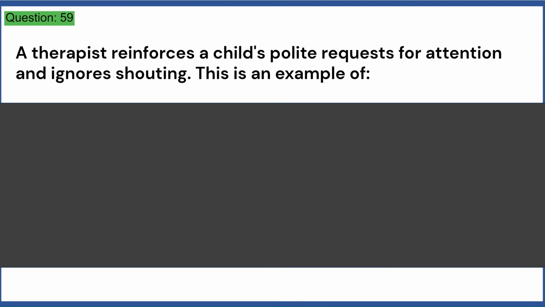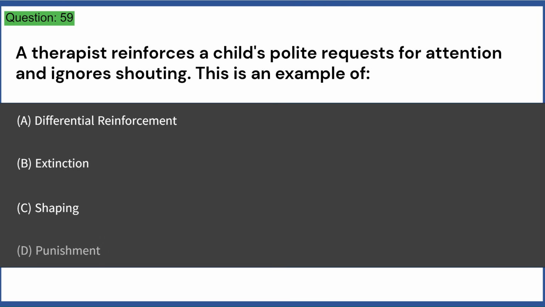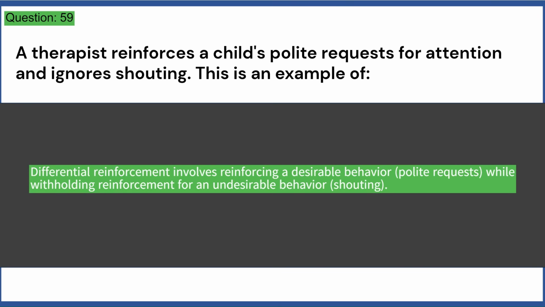A therapist reinforces a child's polite requests for attention and ignores shouting. This is an example of A. Differential reinforcement, B. Extinction, C. Shaping, D. Punishment. Answer A. Differential reinforcement involves reinforcing a desirable behavior, polite requests, while withholding reinforcement for an undesirable behavior, shouting.